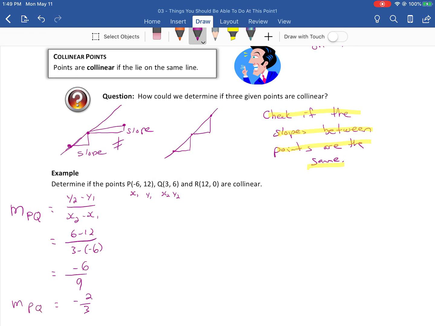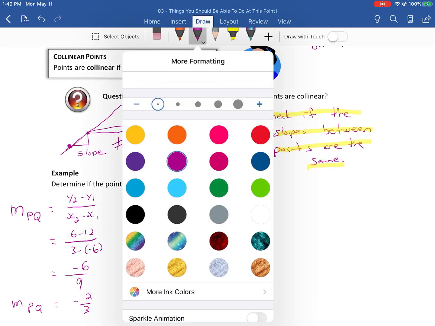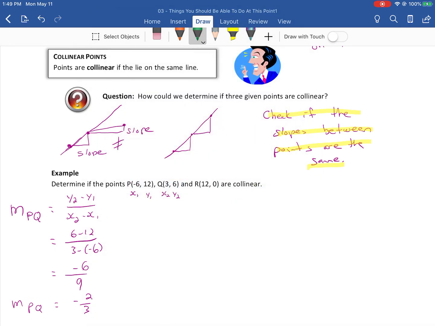It's such an important step now because we're going to be comparing slopes. We've got to reduce the fraction. If we're going to compare two things, we better make sure they're both in reduced form. Okay, that's the slope between P and Q. Then I'm going to find the slope between the next 2 points, which is Q and R. And I'm going to do this in green, just to really establish the difference, but also because I want to relabel these points. Now I'm going to call this one x1, y1, and this one x2, y2. And so here comes my formula, y2 minus y1 over x2 minus x1. So I get 0 minus 6 over 12 minus 3, and I get negative 6 over 9, which is negative 2/3.